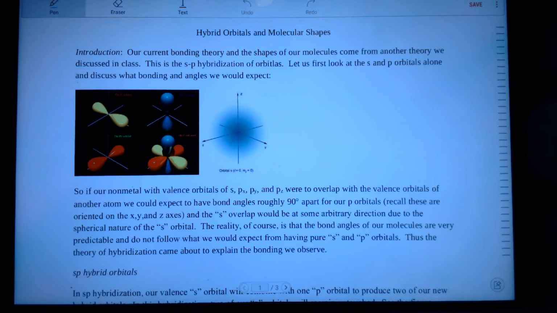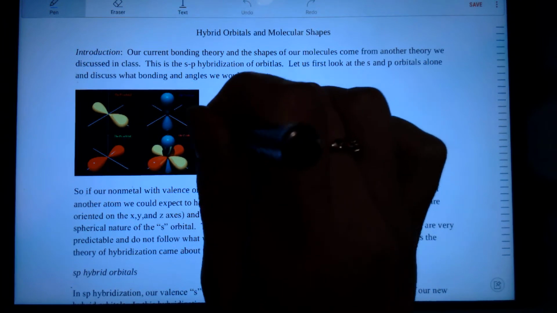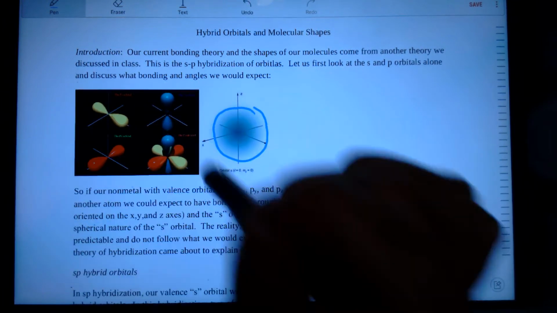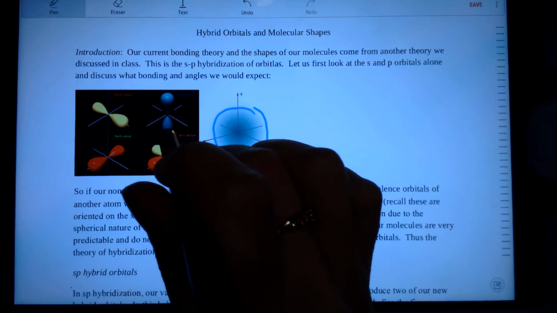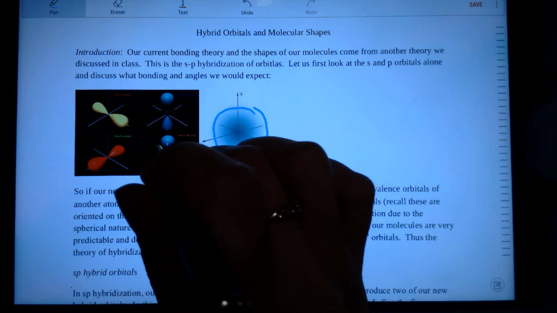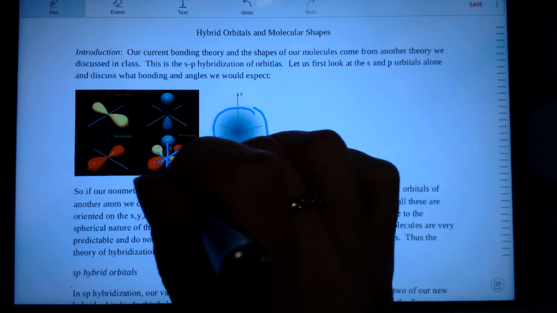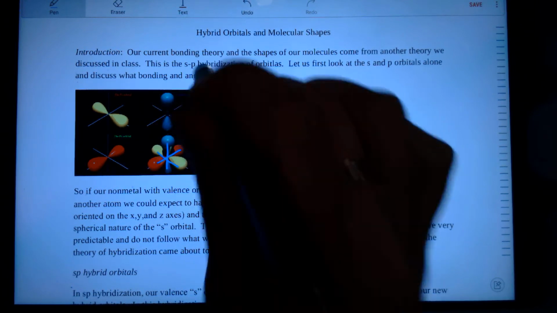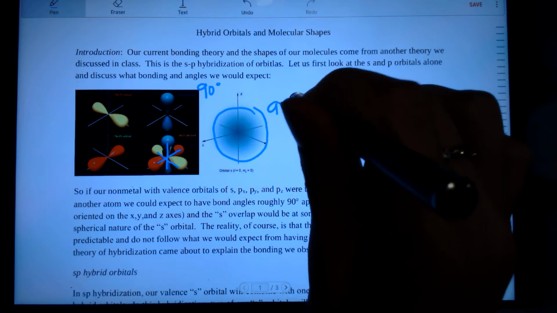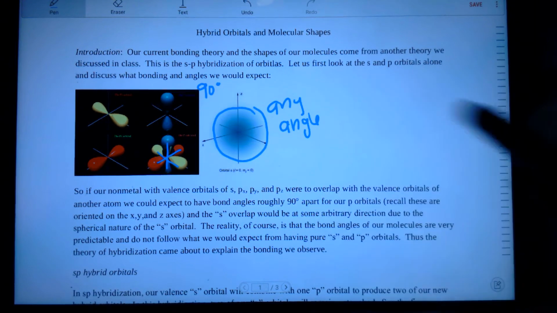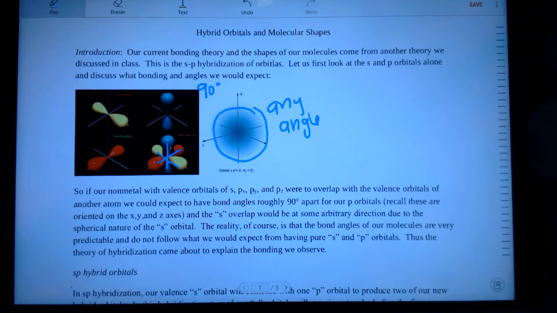If we look at traditional S and P, S is this nice spherical shape, and our P's have lobes pointing along X, Y, and Z. If we put them together, we get PX, PY, PZ. All of our angles separating all of our P's are 90 degrees here. With S, we can bond at any angle because it's a sphere. So how does the arrangement of this give us 109.5?